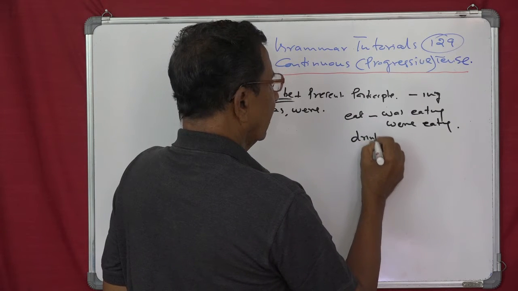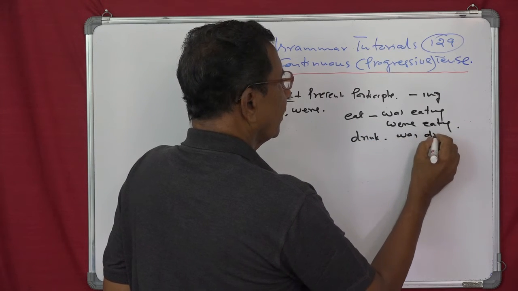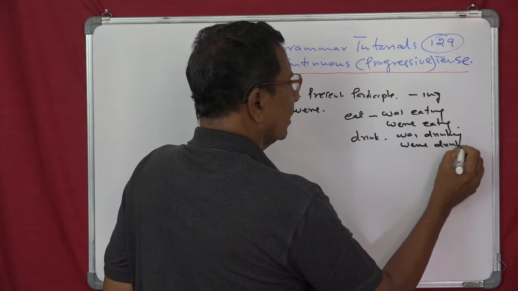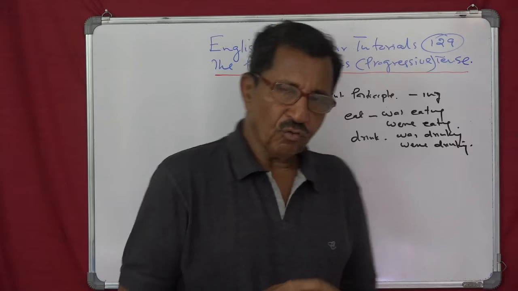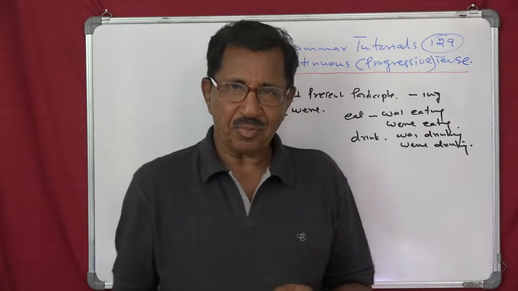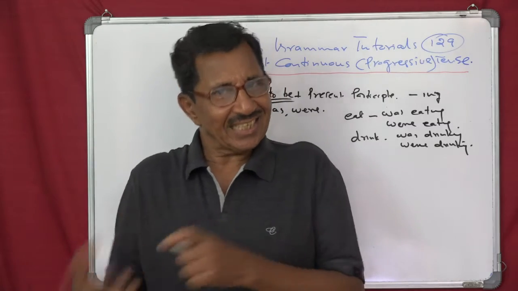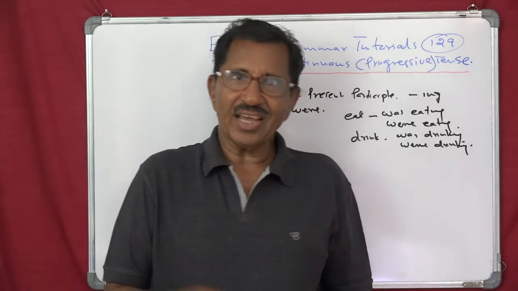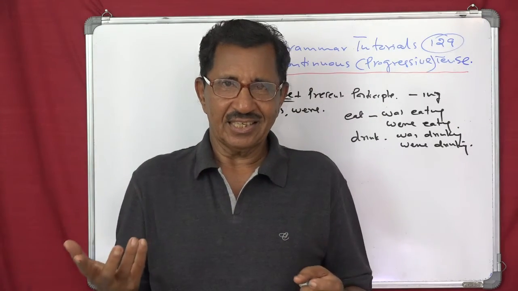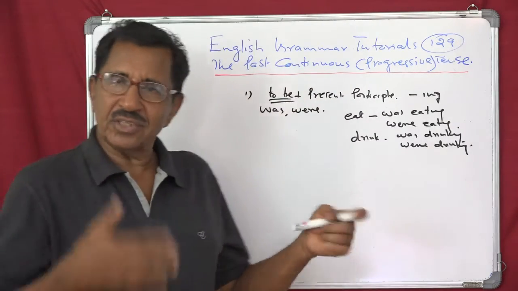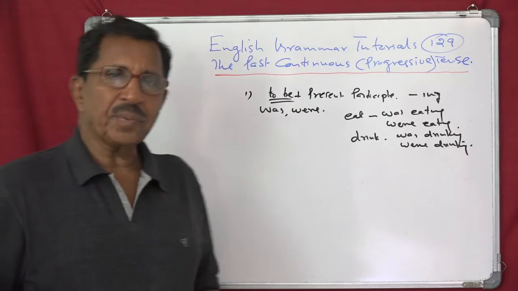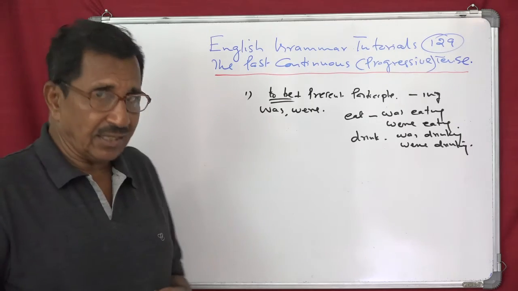Drink: was drinking, were drinking. And like that, was running, were running, was jumping, were jumping, was sleeping, were sleeping, was singing, were singing, was traveling, were traveling, was looking, were looking. So to be here means the past form because this is the past. Present forms, you know, are is or are, which you use for present continuous. Now this is past continuous.